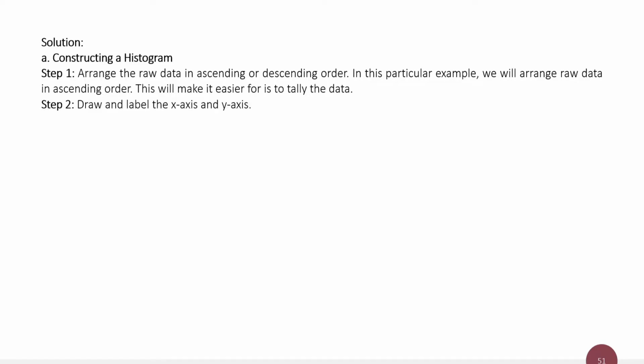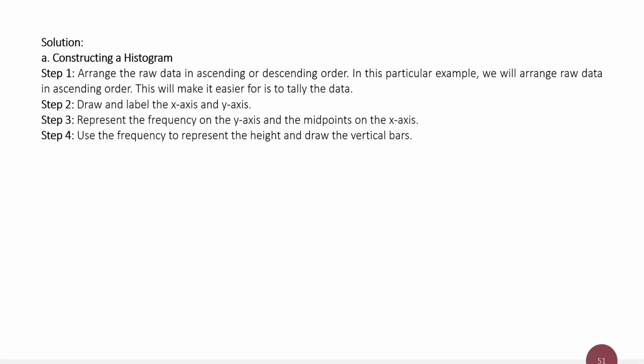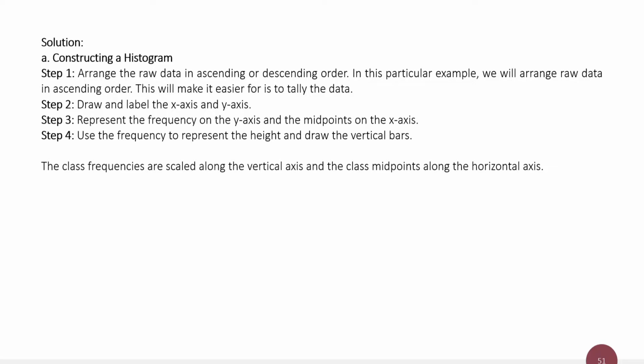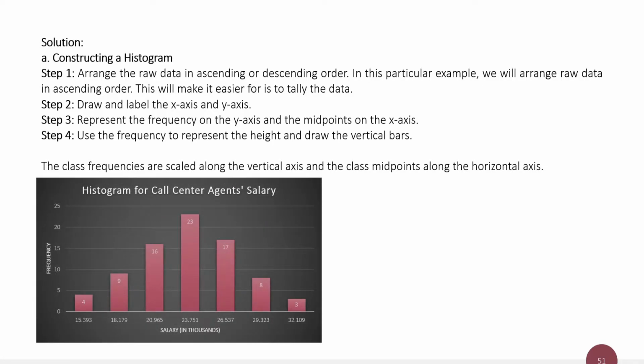Next. So, after nating arrange yung ating raw data, so we now draw and label the x-axis and y-axis. And then, represent the frequency on the y-axis and the midpoints on the x-axis. So, labeling na yung ating gagawin. And then after that, so use the frequency to represent the height and draw the vertical bars. So the class frequencies are scaled along the vertical axis and the class midpoints along the horizontal axis. So ito yung makikreate natin na graph.